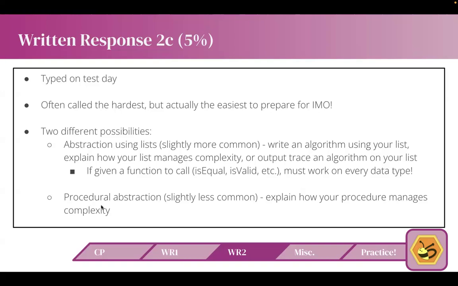The other type is procedural abstraction, slightly less common, right? What that means is, how did you use a procedure to manage the complexity of your code? It's the exact same thing as a list, so the answers are the exact same. And I'll tell you right now, if they ask you how your list or your procedure managed complexity using abstraction, this is your answer, okay?